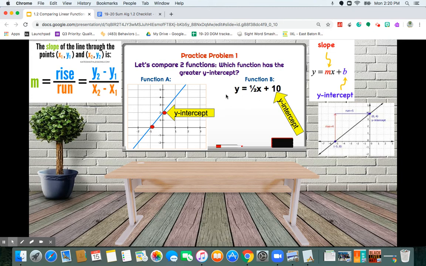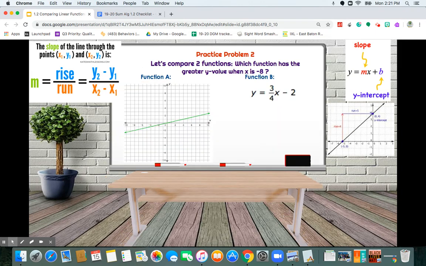Think about your comparison statement. Try writing it down in your notes. Let's check and see if you're correct. Function B has a greater y-intercept than function A. All right, so let's compare two different functions. We have a different graph and we have a different equation.